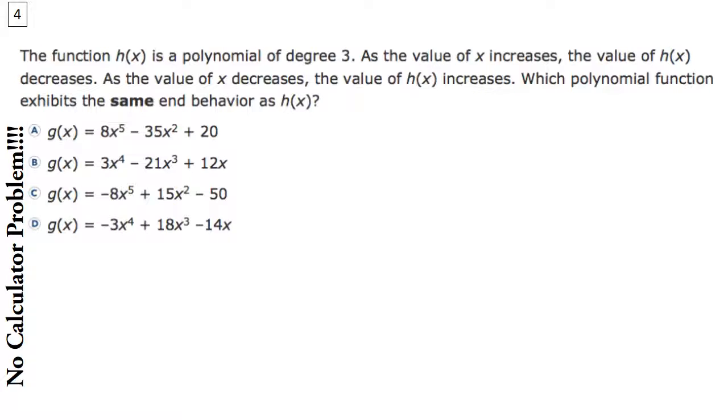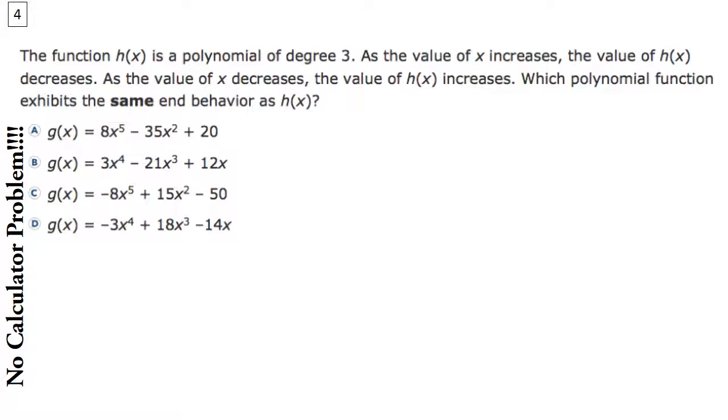All right, number 4. H of x is a polynomial of degree 3. As the value of x increases, the value of h of x decreases. As the value of x decreases, the value of h of x increases. Which polynomial function exhibits the same end behavior as h of x? Now, this is actually an easy problem that they've tried to make a little more complicated by making you compare functions that we don't necessarily see all of. Specifically, compare the end behavior of the functions.